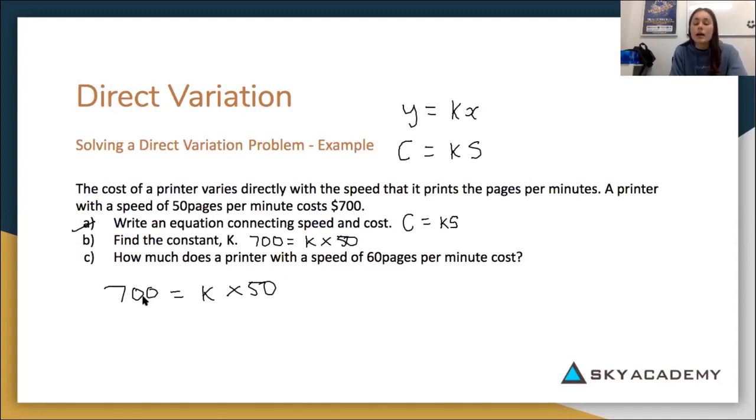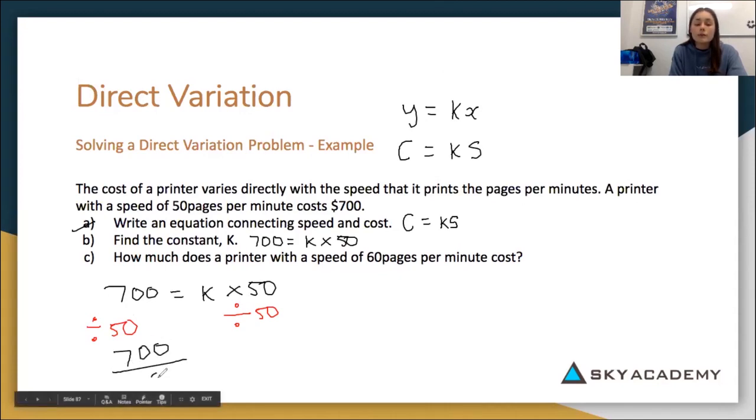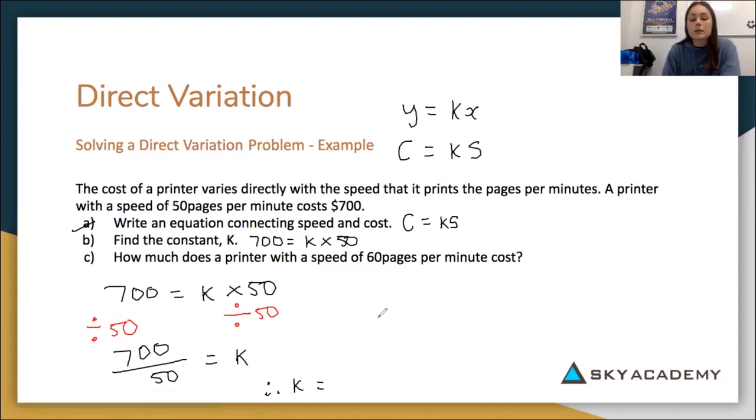So if we have times 50, the opposite is divide by 50. So if we divide by 50 on this side, to take it to the other side, we're also going to divide by 50. And that leaves us with 700 on 50 equals k. Then we can solve for k. So k therefore equals 700 divided by 50, and 700 divided by 50 leaves us with 14. So our constant is 14.